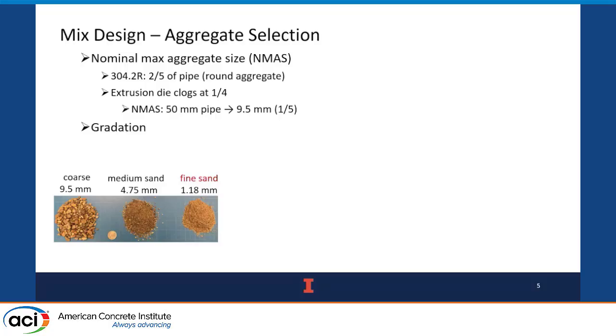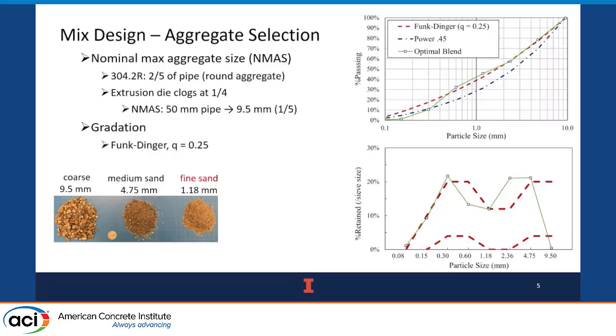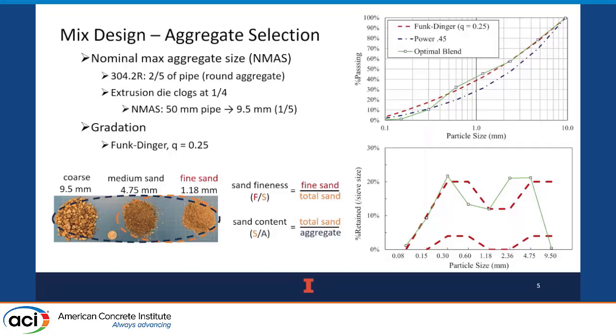And then for designing gradation, or at least our ideal gradation, using Funk and Dinger, which is really just modified Power 45, you get this packing modulus Q value, which just allows you to tune the fineness of your gradation. For concretes like 3D printed concrete or fluid concretes, you want to be on the lower end, so in that 0.2 to 0.3 range, and we settled on 0.25, just kind of arbitrarily. And then from this ideal gradation, we're going to vary it and study it, and so our variables are the fineness of the sand, so we have our 2 sands here, and that's our first variable, and then our second variable is our sand content.